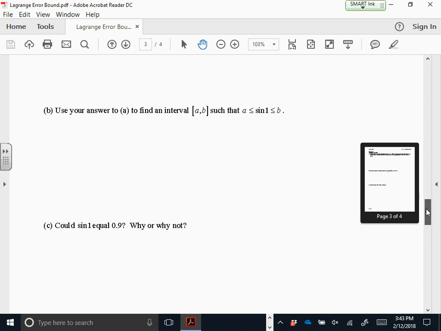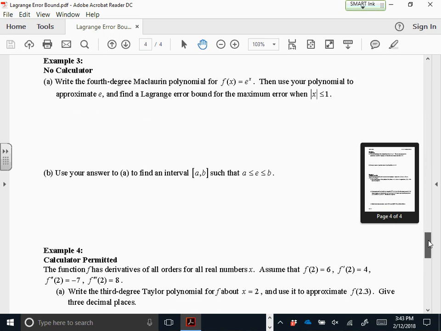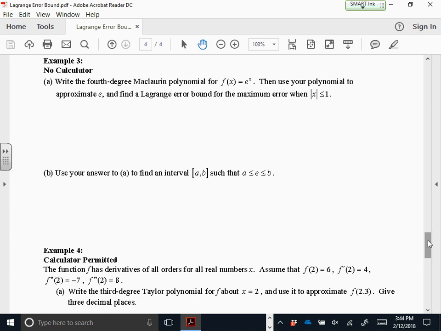Let's try another one. Write the fourth degree Maclaurin polynomial for f of x equals e to the x. Then use your polynomial to approximate e and find a Lagrange error bound for the maximum error. So what I want you to do is come up with our polynomial for e to the x.